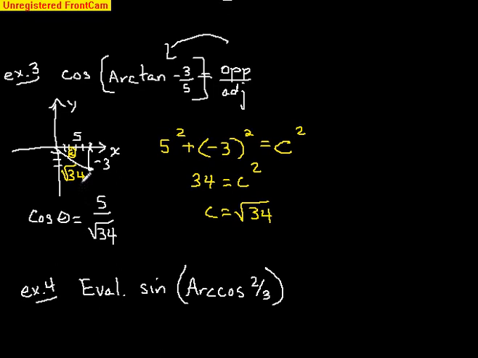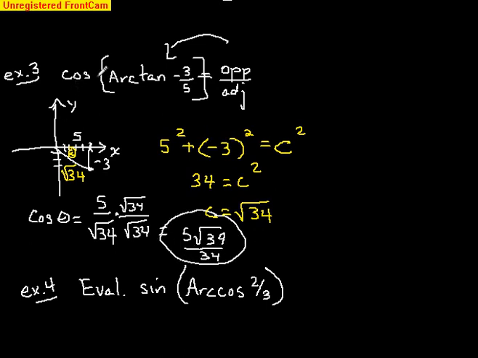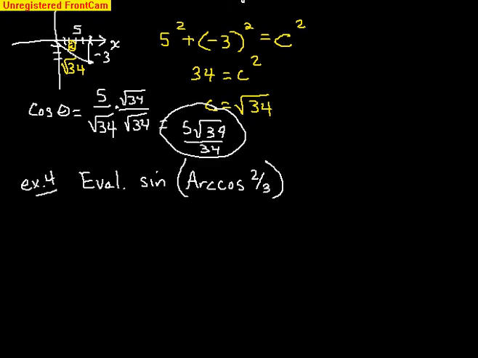And then finally all we have to do is rationalize that, just to make it legal. And we get 5 square root of 34 over 34. And that is the cosine of the arctan of negative 3/5. Let's try one more of these and then we'll be done.